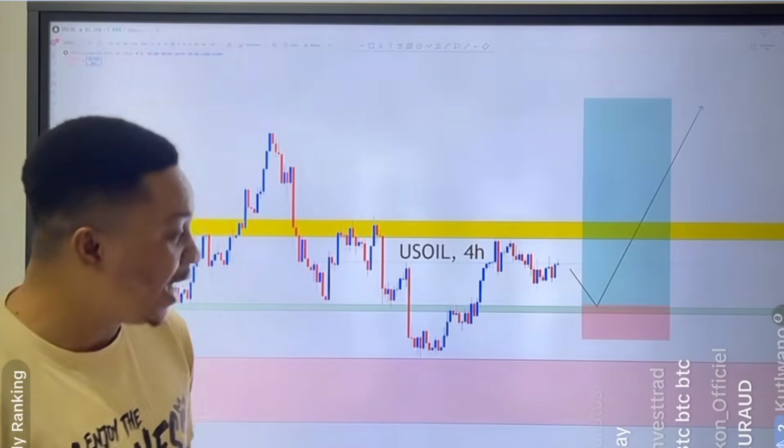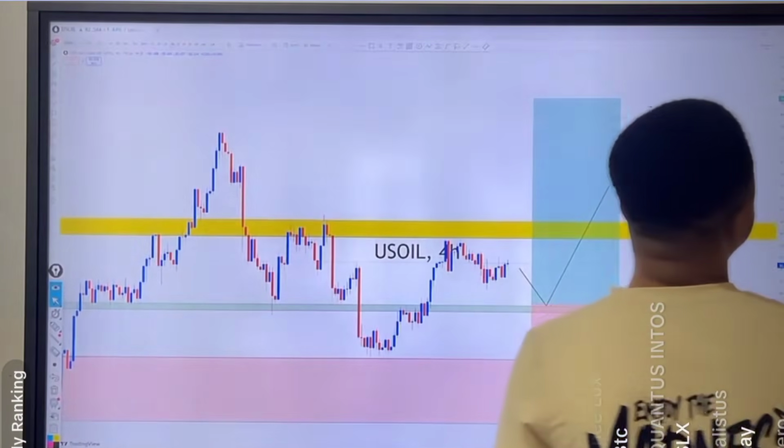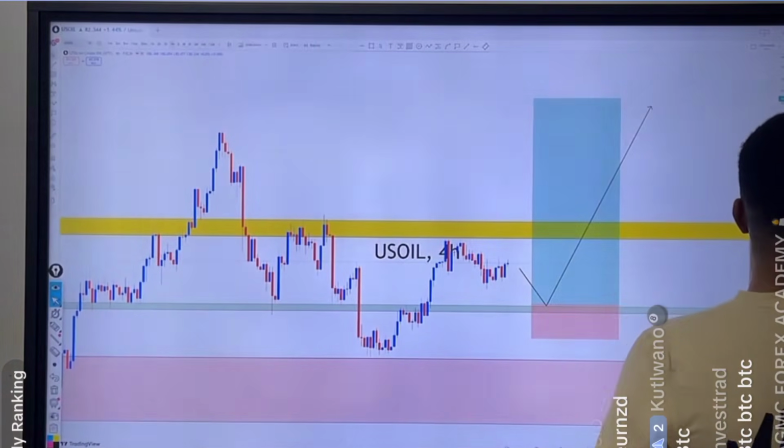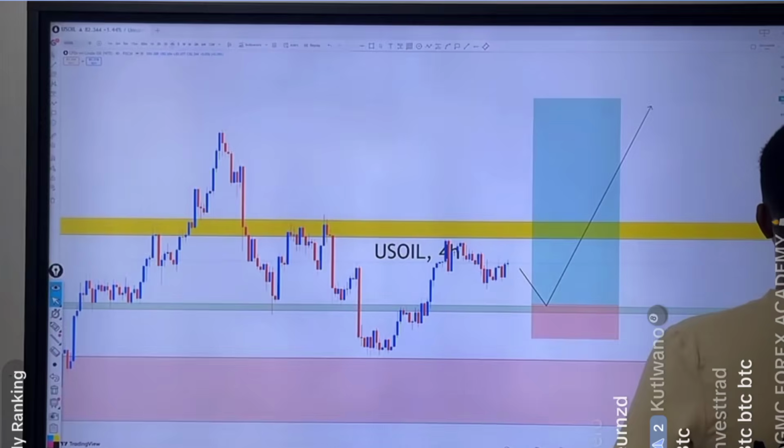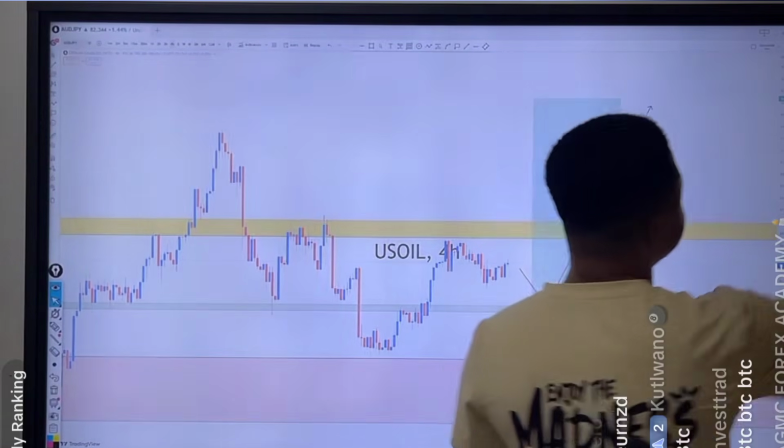AGMC is saying the AUD JPY. Let's go back to AUD JPY as the next pair in the comment section. Keep dropping your pairs. Once I see them, I'll be able to analyze for you as well.